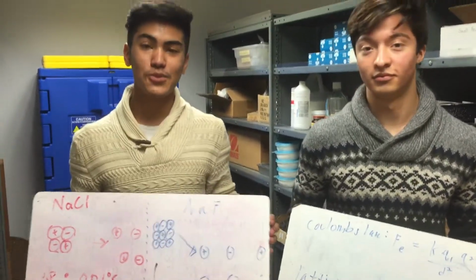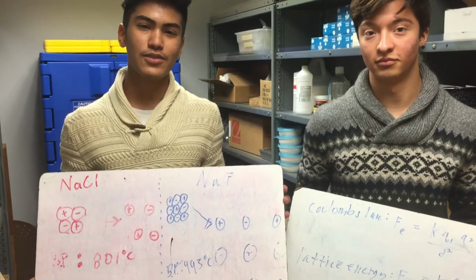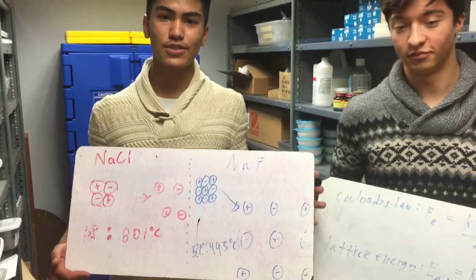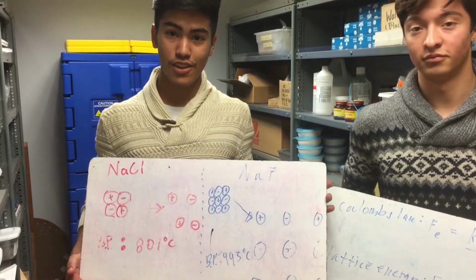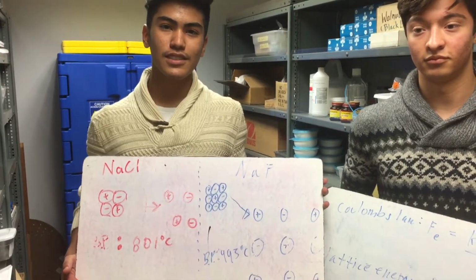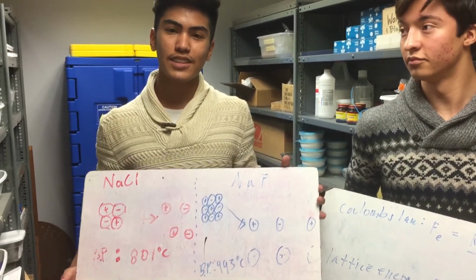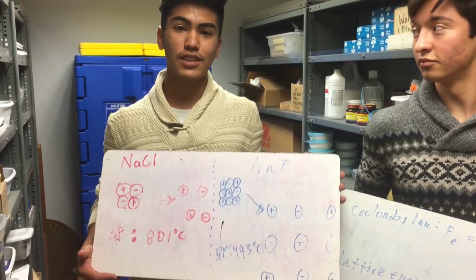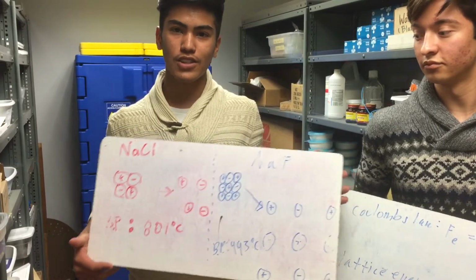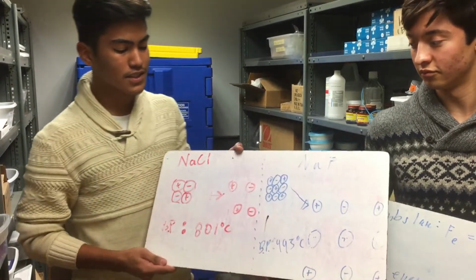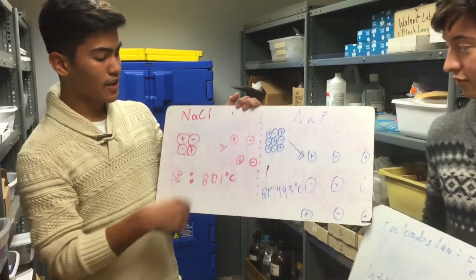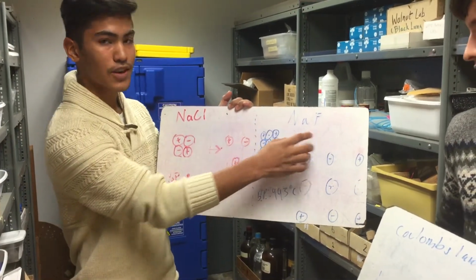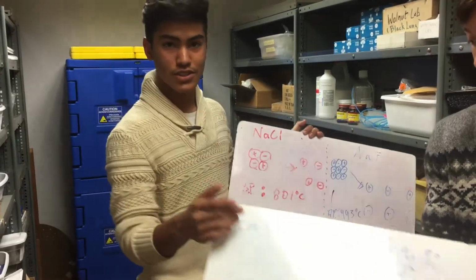I'm Jose Jimenez, and what we're going to talk about in this video is basically lattice energy and Coulomb's law. Lattice energy is the amount of energy required to separate the ions in an ionic solid. Coulomb's law lies underneath the electromagnetic forces. It's the repulsion and attraction between charged particles, and this representation shows the ionic solids sodium chloride and sodium fluoride. But before we get into this, we're going to talk about the equations.